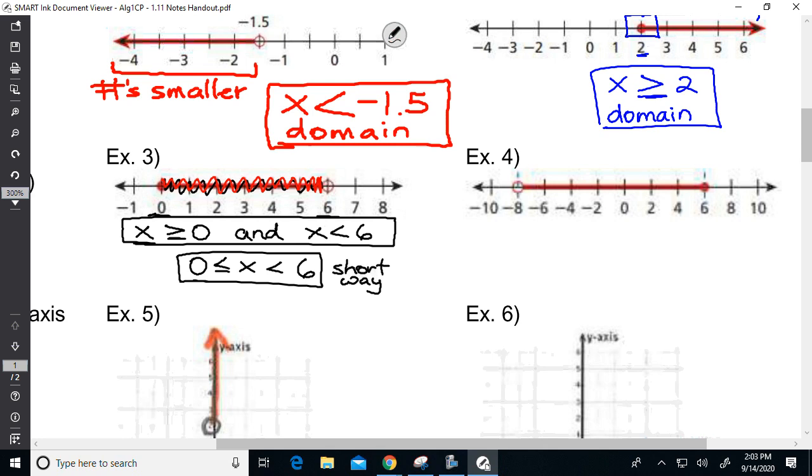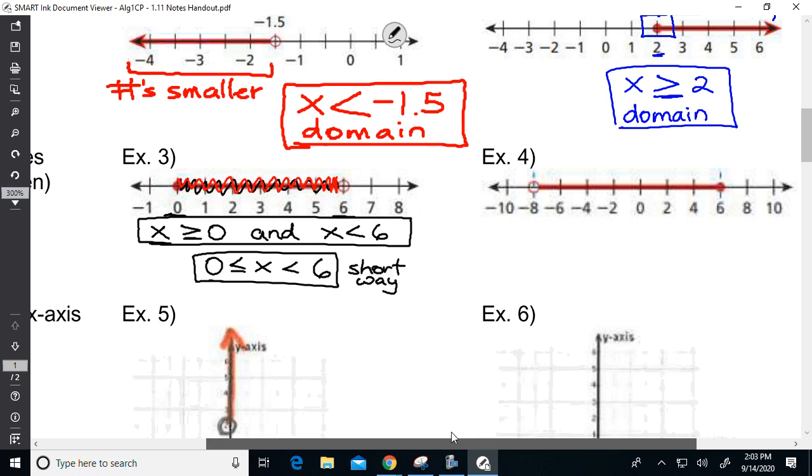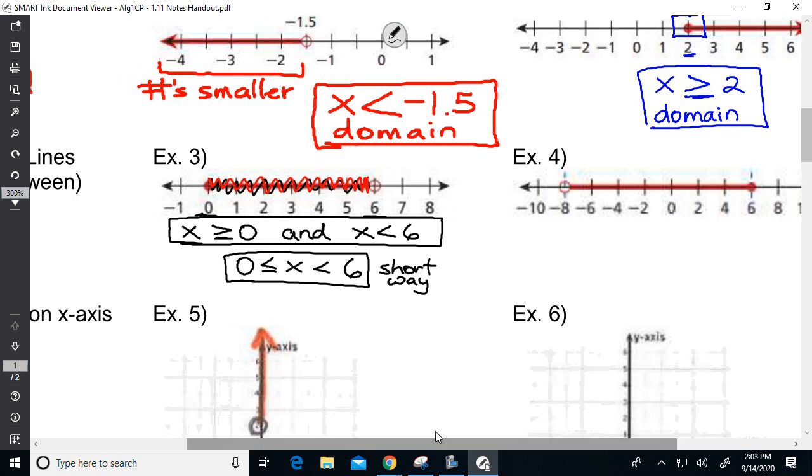Question. So you said this. Okay, so open circle means you cannot use the number. You can't plug that number in. You can use it to represent the answer, but you can't plug the number in. So if we had a problem like 4x plus 6, that means I can't plug in 6.